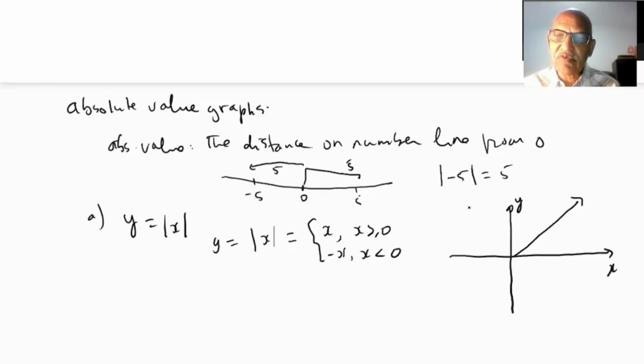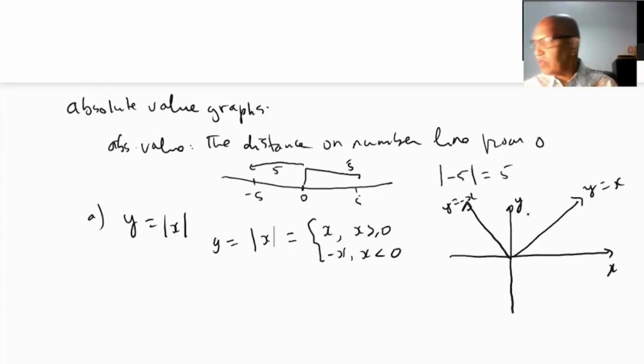So therefore, okay, that's why absolute value is V. This is y equal to x. This is y equal to negative x. And this is only for x less than 0, and this is for x greater than 0. Okay, that's when it is a line.